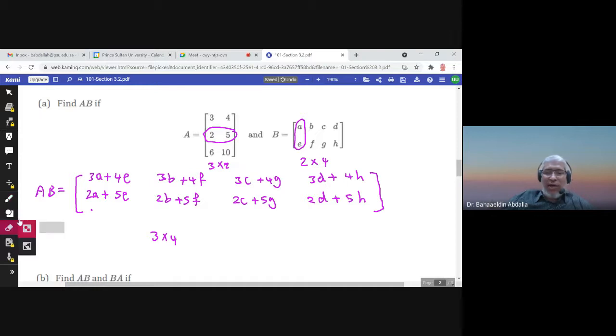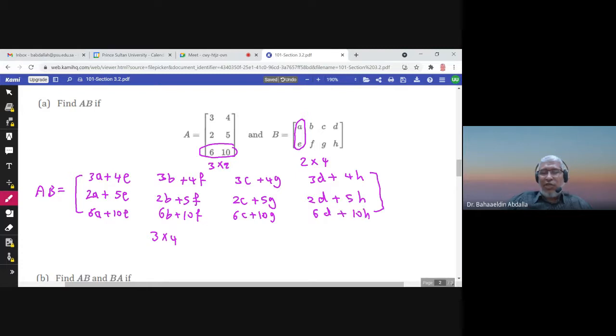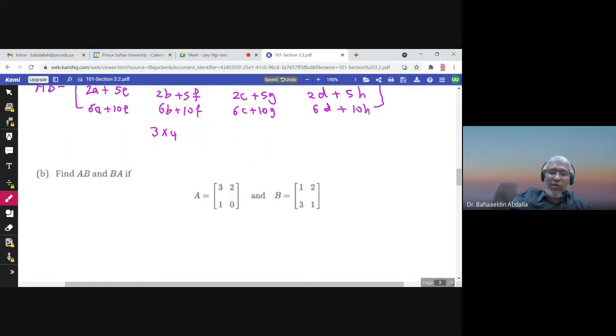And finally, the elements of the third row in the product AB. Now I multiply the third row of A by all the columns of B. So I get 6A plus 10E, 6B plus 10F, 6C plus 10J, 6, 10G, and 6D plus 10H. So this is the matrix AB, and it consists of 3 rows and 4 columns.